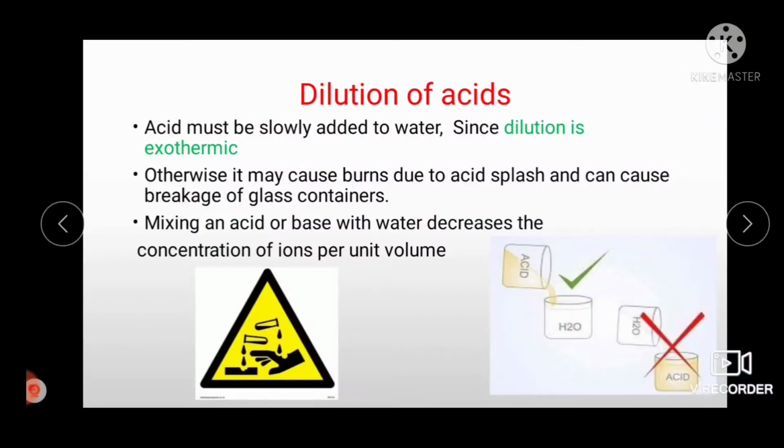Next topic is dilution of acid. How do you dilute acid? Is it by adding water into acid or acid into water? Acid must be slowly added to water since dilution is exothermic. Otherwise, it may cause burns due to acid splash and can cause breakage of glass containers. Mixing an acid or base with water decreases the concentration of ion per unit volume.